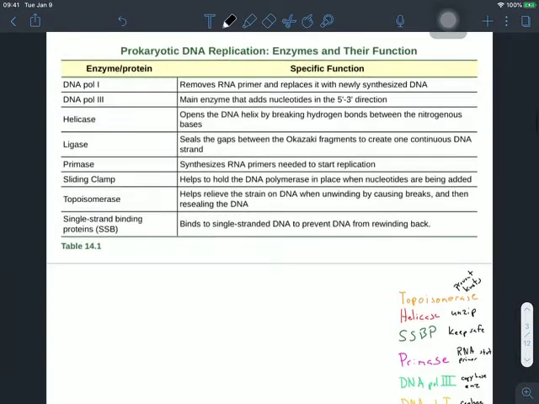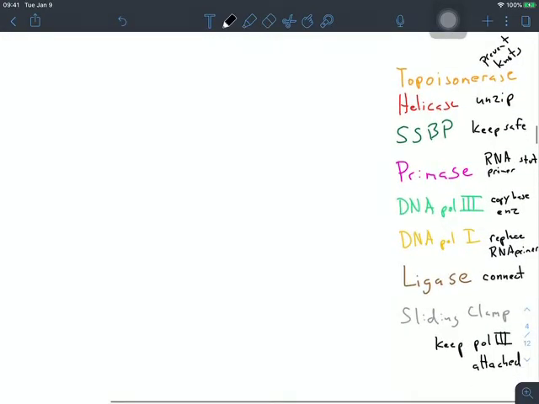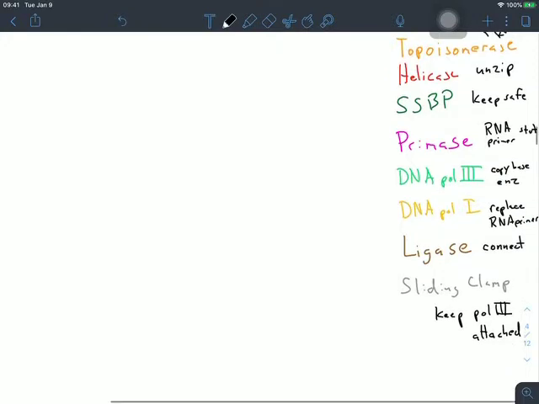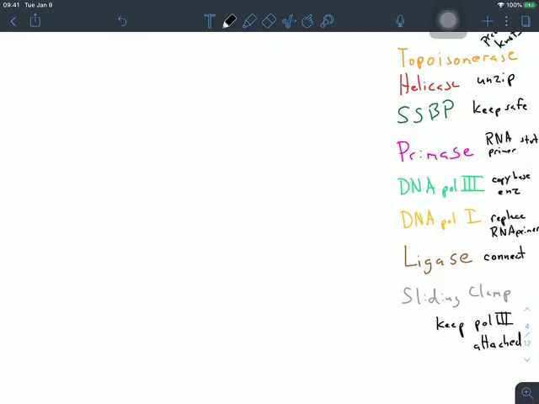But I will continue on down to our blank slate where we've got kind of a shorthand of what each of the enzymes does. Topoisomerase preventing knots, helicase unzipping, SSBPs keeping those single nucleotides safe, primase giving that first RNA primer to start things, DNA polymerase 3 copying the bases, DNA polymerase 1 replacing the RNA primers, ligase connecting strands, and the sliding clamp keeping Pol 3 attached.